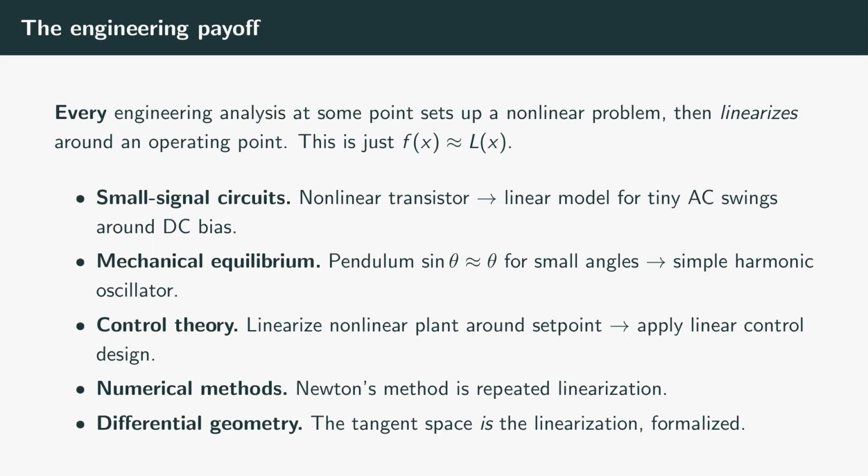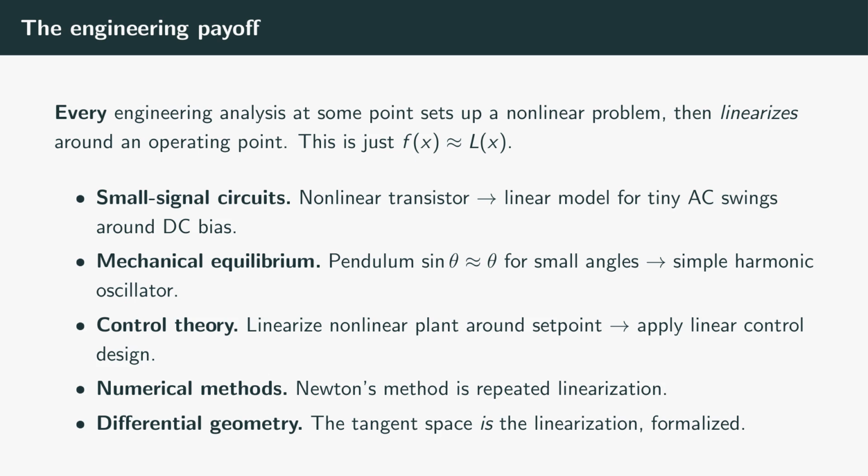Why this episode matters more than it looks. Step into any engineering discipline, and at some point you'll run into a nonlinear problem that is too hard to solve directly. The universal trick: linearize. Pick an operating point, an equilibrium, a steady state, a DC bias, and replace the nonlinear function with its tangent line there. Suddenly, the problem is linear, you can solve it with matrices, and you get an approximate answer that's correct as long as the deviations from equilibrium stay small.